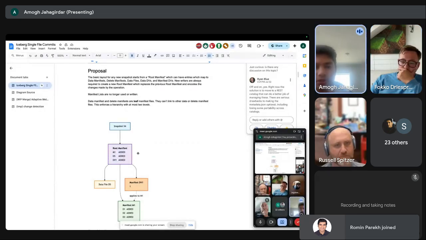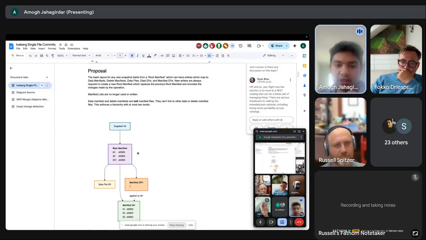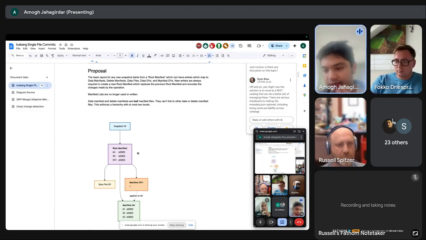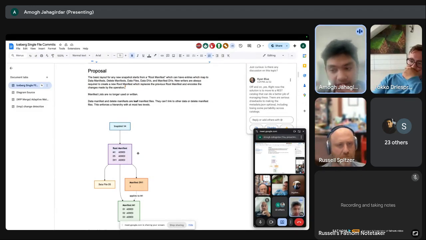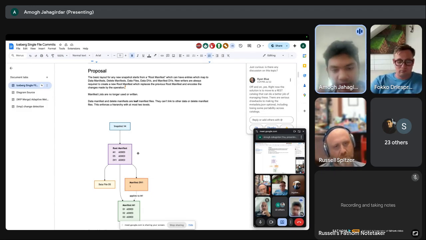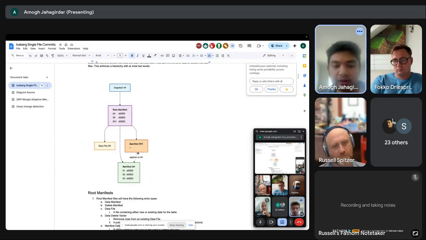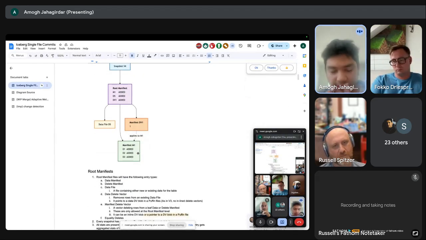Yeah, so the crux of the proposal is essentially this. Every snapshot will refer to a root manifest. In today's world, this is the manifest list, but in the new proposed model, this is still just a manifest. I'll get into what contents it can store in a little bit. But it's effectively a manifest, and root manifests can contain the following types.